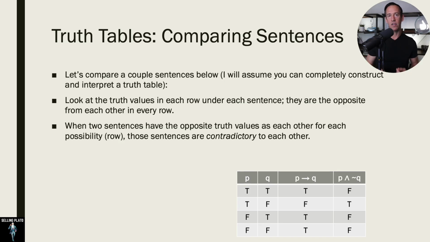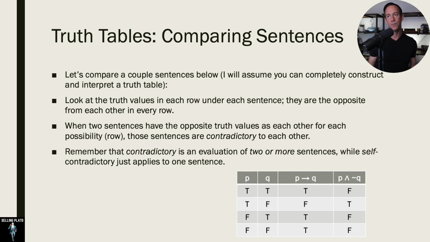And when two sentences have the opposite truth values as each other for all the possibilities or rows, when we represent them by truth tables, then those sentences are going to be contradictory to each other. All right, those two sentences, that's what we're evaluating here, is multiple sentences. When that happens, we're going to say that those two sentences are contradictory. All right, and you can see that pretty easily. Again, this is why truth tables are helpful. So remember, you're going to want to remember that contradictory, that categorization of multiple sentences, it's an evaluation of 2 or more sentences. While another category that sounds like it but is different, that's self-contradictory.